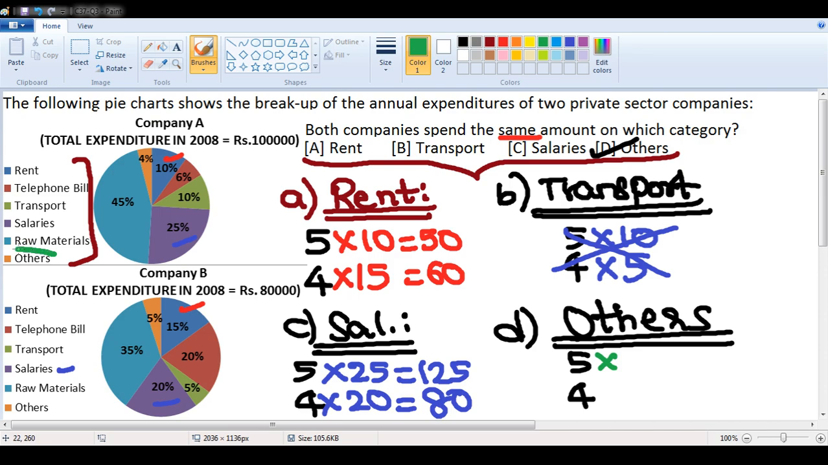Others is nothing but this orange color. Here it is 4%, it is 5 into 4. Here it is 5%, it is 4 into 5. 5 into 4 and 4 into 5 are same. Therefore the answer is others. Out of 4 given valid options, if 3 options are incorrect, definitely the other remaining one should be correct. No need to check that also, but make sure that the 3 whatever you have solved are 100% calculation error free.